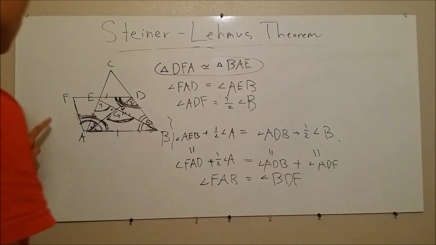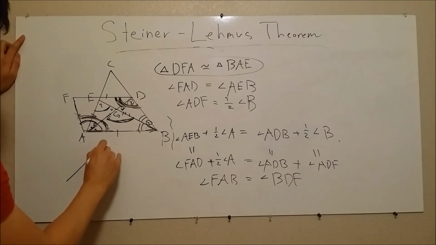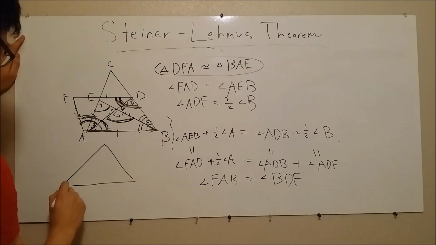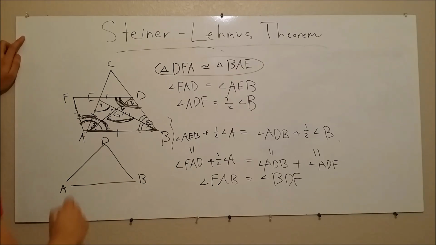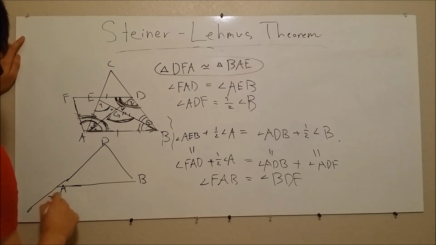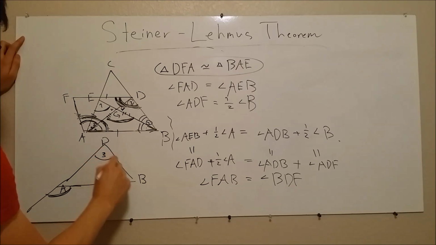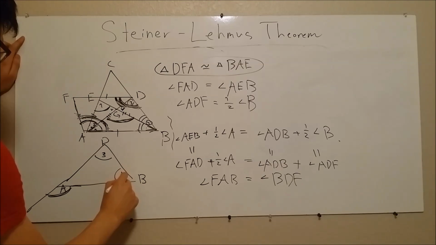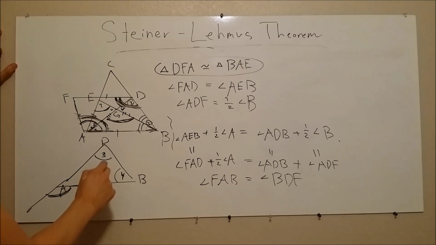And this is so because consider triangle ADB right here. So we're going to extract triangle ADB. And then we'll add on this angle, this angle right here. And then we have angle 3 and angle 4, just like in the diagram. Now, by theorem we know that this angle right here is equal to the sum of this angle.